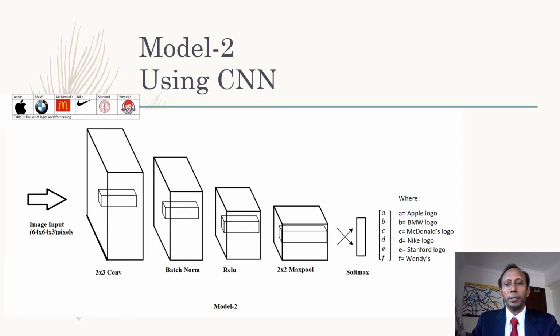So in this second model, I use a convolutional neural network with a 3 by 3 convolution followed by a batch norm, followed by a ReLU, followed by a 2 by 2 max pool and a softmax.